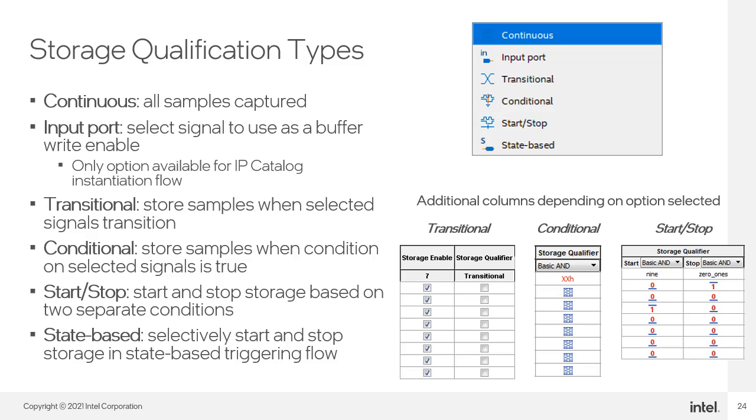Conditional and start-stop types are similar. For both types, Boolean conditions are defined, using the same basic trigger types and conditions described earlier, to define when samples should be stored. For conditional, only samples where the Boolean condition evaluates to true are stored. For start-stop, when the start condition is true, data is stored continuously until the stop condition is true. For both these types, additional columns are added to the node list to select which signals should be used to define the conditions and to define the conditions themselves.